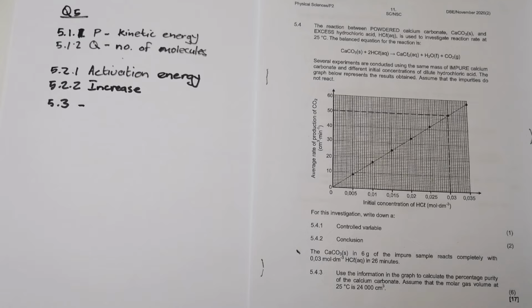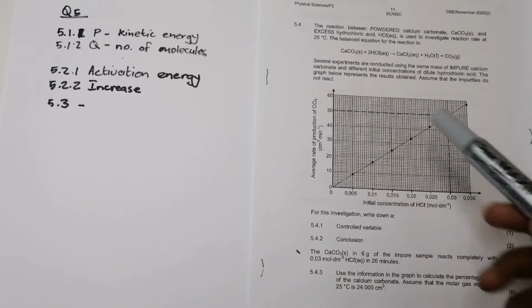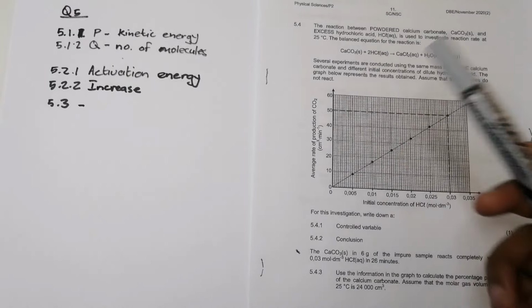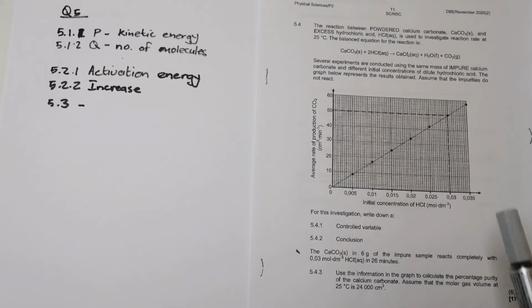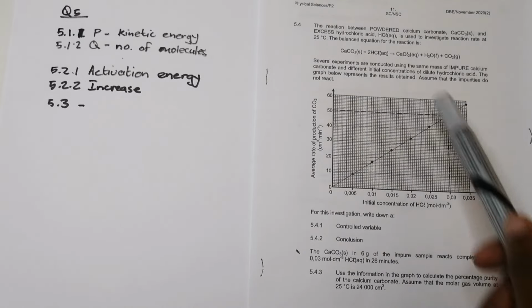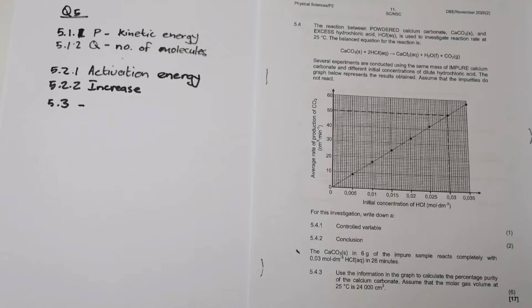They say several experiments are conducted, note that, using the same mass of impure calcium carbonate. So that means I wouldn't be able to use that mass that they've given me to calculate the number of moles. Why? Because there are other things in the calcium carbonate. For those of you international audience, when we say 'hochakis', it means other things that are not calcium carbonate.